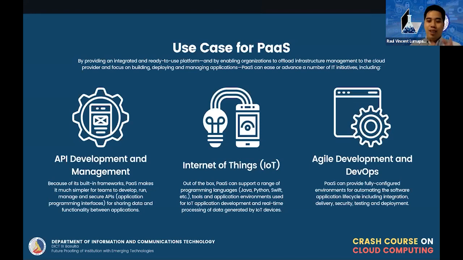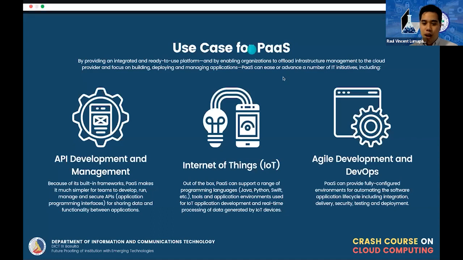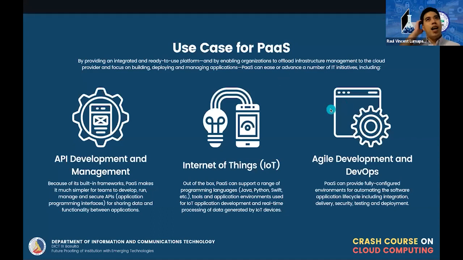And then lastly, for those who practice agile development and DevOps, you can use PaaS to fully configure environments for automating software application life cycles, particularly in integration, delivery, security, testing, and deployment of systems.